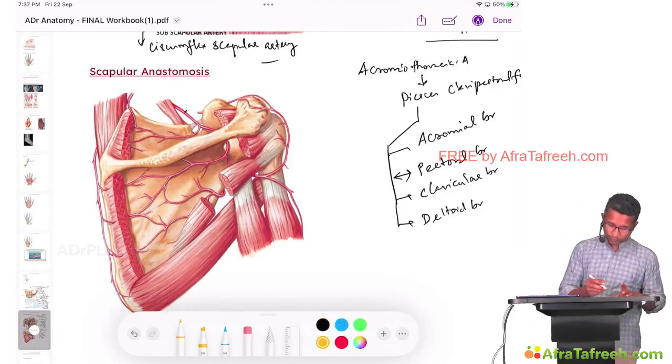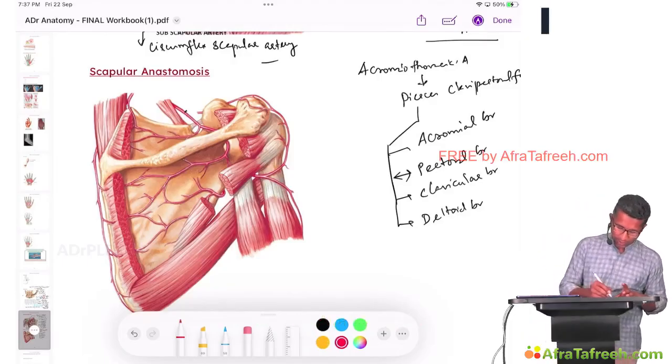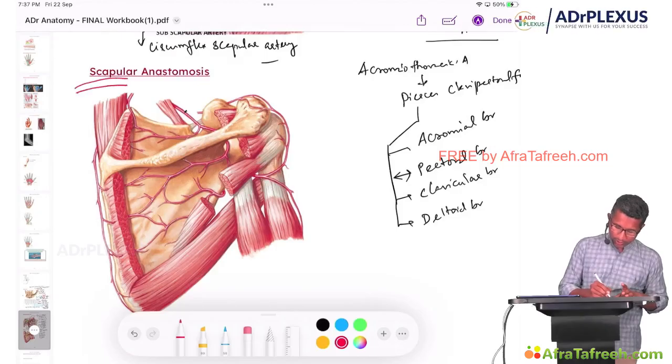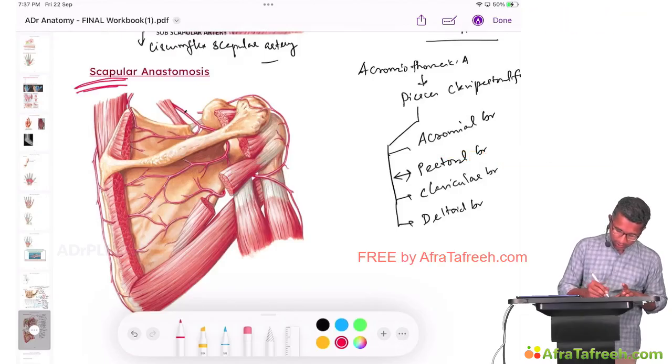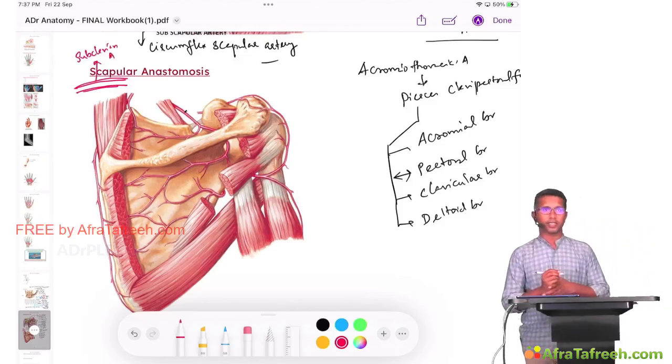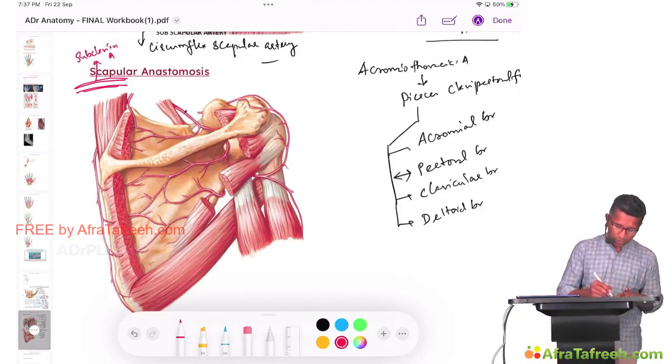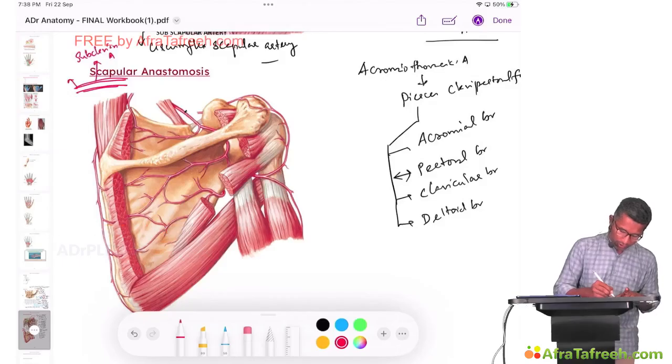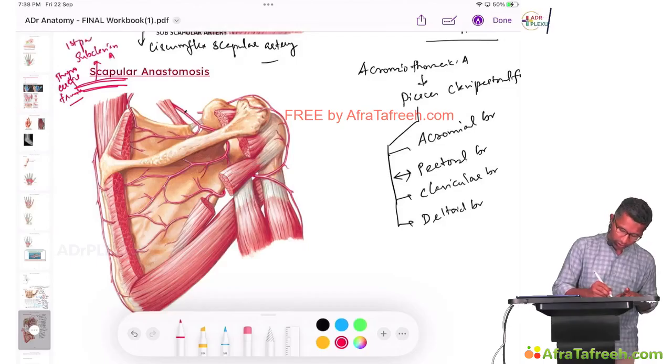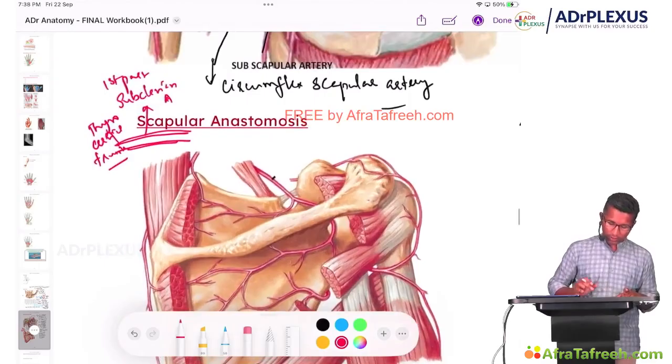For that, you should know there is an artery which is running in the neck region, that is the subclavian artery. This is called the subclavian artery. This subclavian artery again has 3 parts in it. From the first part of the subclavian artery, there is a branch called the thyrocervical trunk.